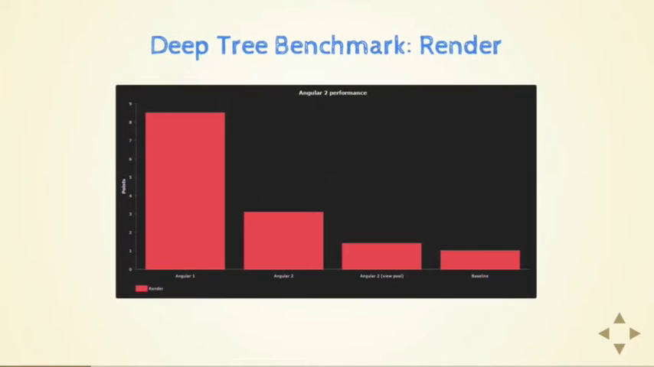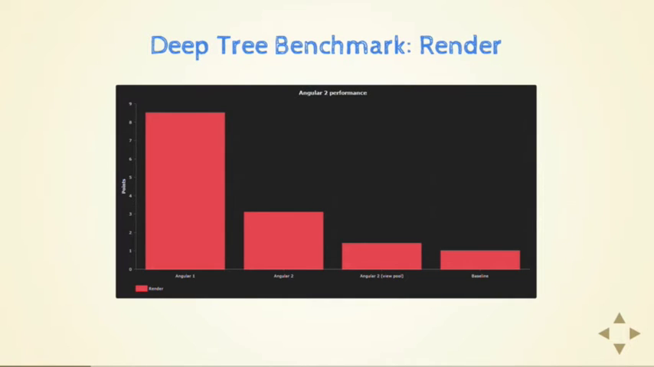First of all, they provided the deep tree benchmark. It's a benchmark library used inside Angular, and they use it for testing the new version of Angular against the old version. On the chart we have four different columns, left to right. All this chart shows us rendering speed. First, it's rendering the same application in Angular 1, second in Angular 2, third in Angular 2 with view pool.